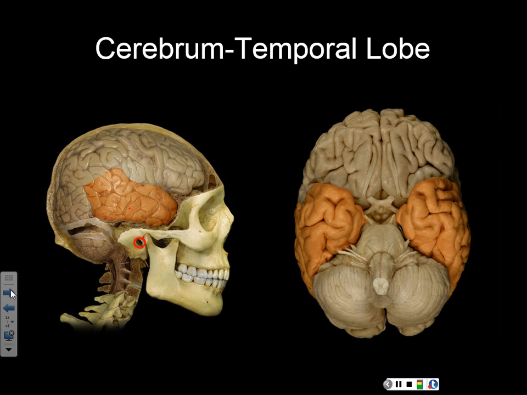So if I was to ever ask you functions of the temporal lobe, then the first thing you should say is hearing, because that's where the ears are located. Right there. You shouldn't forget that. Okay. And then the parietal, pressure, touch, things like that.